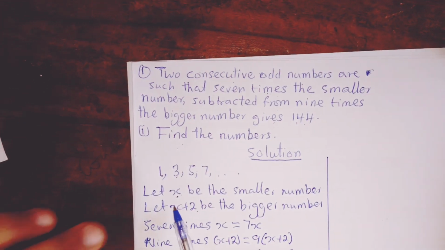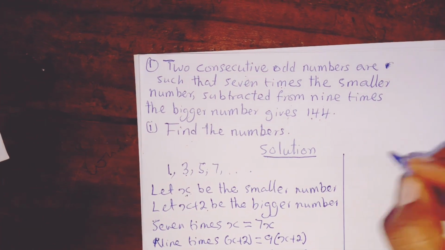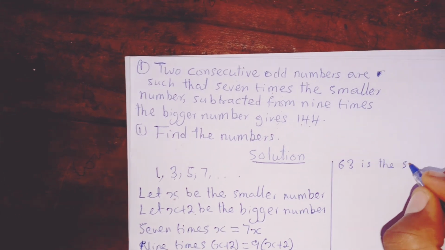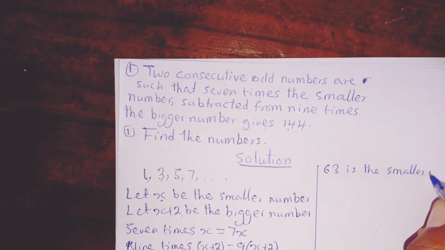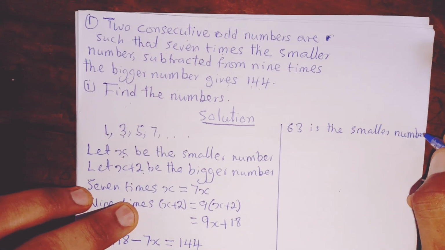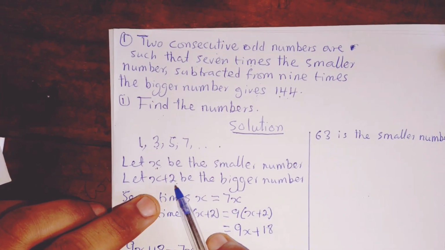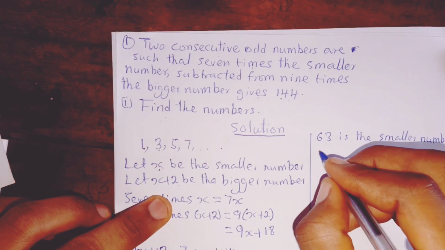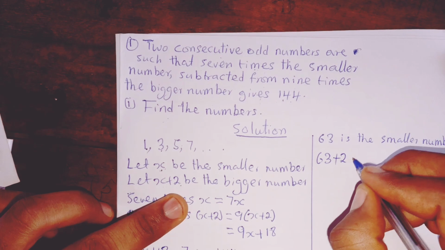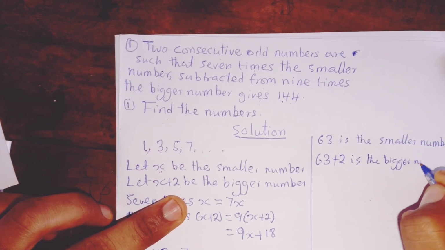So at the initial stage, I said let x be the smaller number. So it means this x is a smaller number. So 63 is the smaller number. Now, if 63 is the smaller number, don't forget the bigger number I said is what? x plus 2. So the bigger number will now be 63 plus 2, 65, is the bigger number.